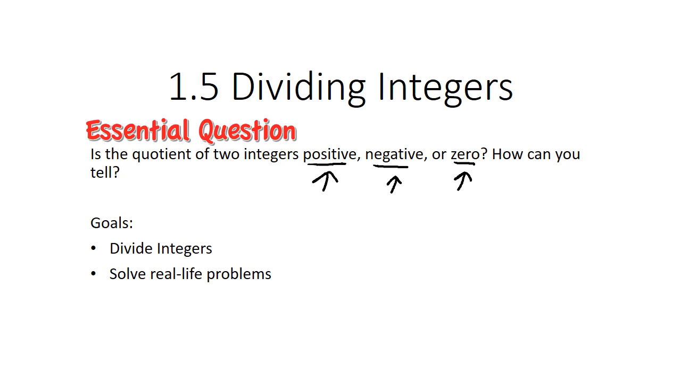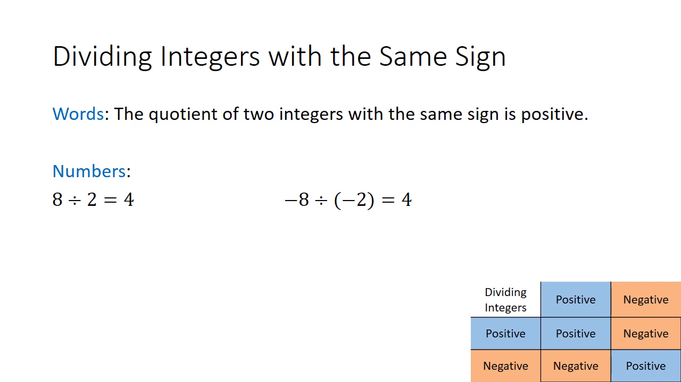Our goals for today are going to be dividing integers and solving some real-life problems, including division. Now, when we're dividing integers with the same sign, we can say that the quotient, or the answer to our division problem, of two integers with the same sign is going to be positive. So just like multiplication, when we're dividing two integers with the same sign, either both positive or both negative, that is going to give us a positive answer.